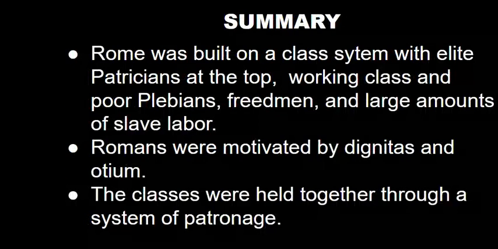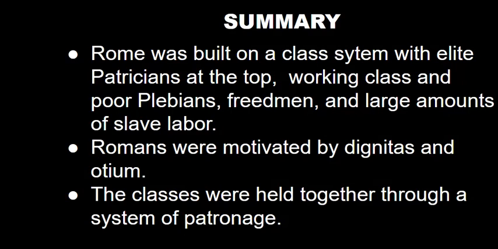So in summary, what do you need to know here? They're built on a class system with elite patricians at the top, the working class and poor plebeians, freedmen, and large amounts of slave labor. They were motivated by dignitas and otium. And when we get into some of the day-to-day life, you'll see some of those excesses. The classes are held together through a system of patronage where the working class and the poor rely on the patrons and the patricians at the top, and vice versa.